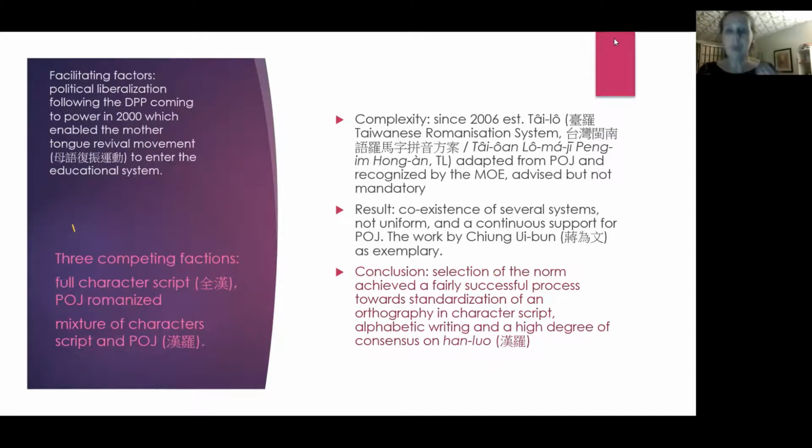This becomes even more complex since 2006, when there is not a breakaway from the church Romanization, but some of the linguists involved within the same group find it politically more acceptable to introduce a slightly different adapted list of alphabetic representation, transcription, which we then call the Thai law.